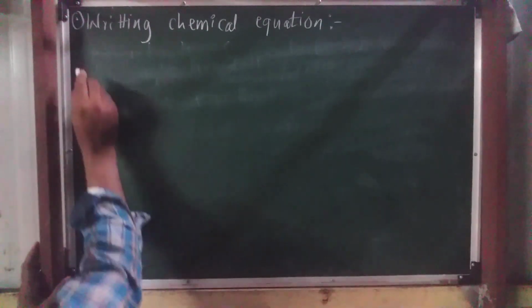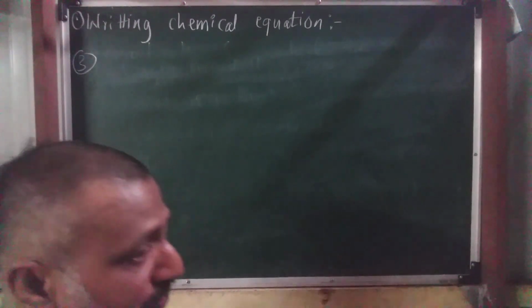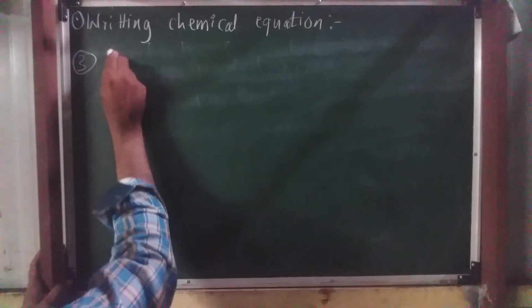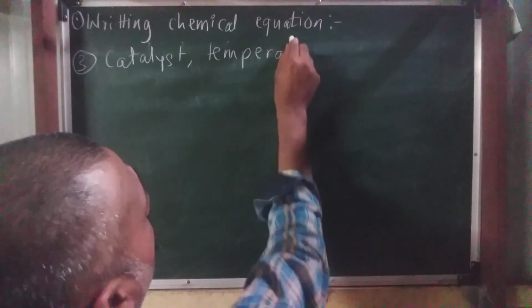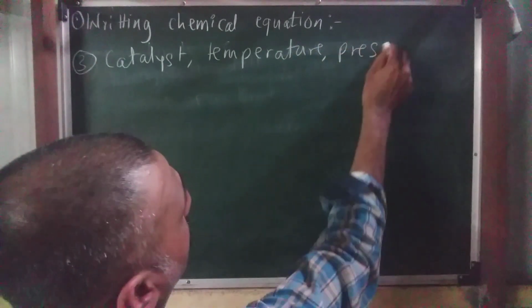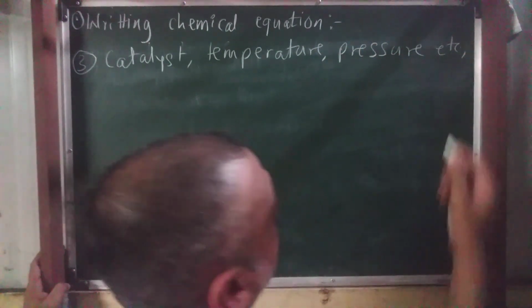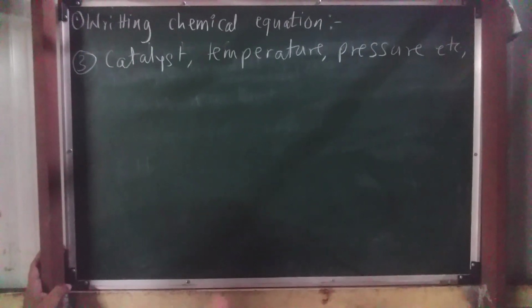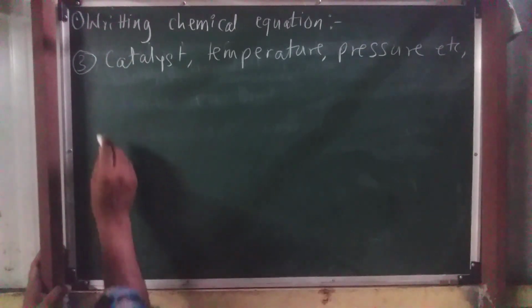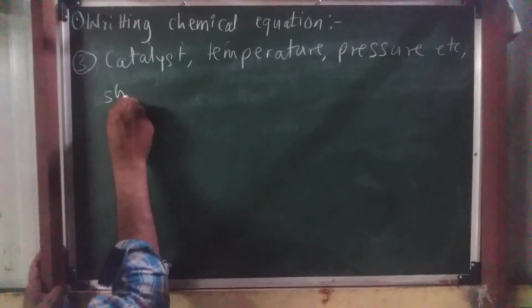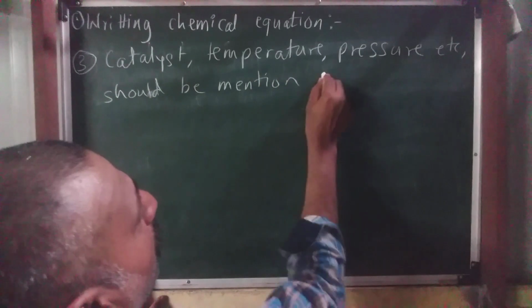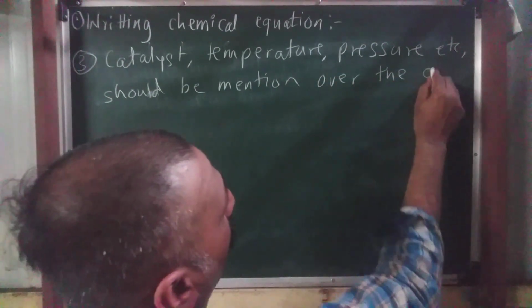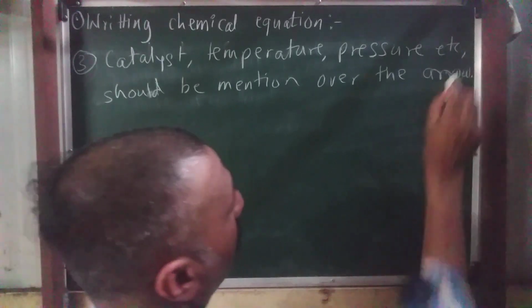So as to make the chemical equation more meaningful, the third thing we have to do is, wherever possible, we should mention the catalyst, temperature, pressure, like those parameters. Somewhere heat energy is given, somewhere electrical energy, light energy is given, etc. These parameters should be mentioned over the arrow.